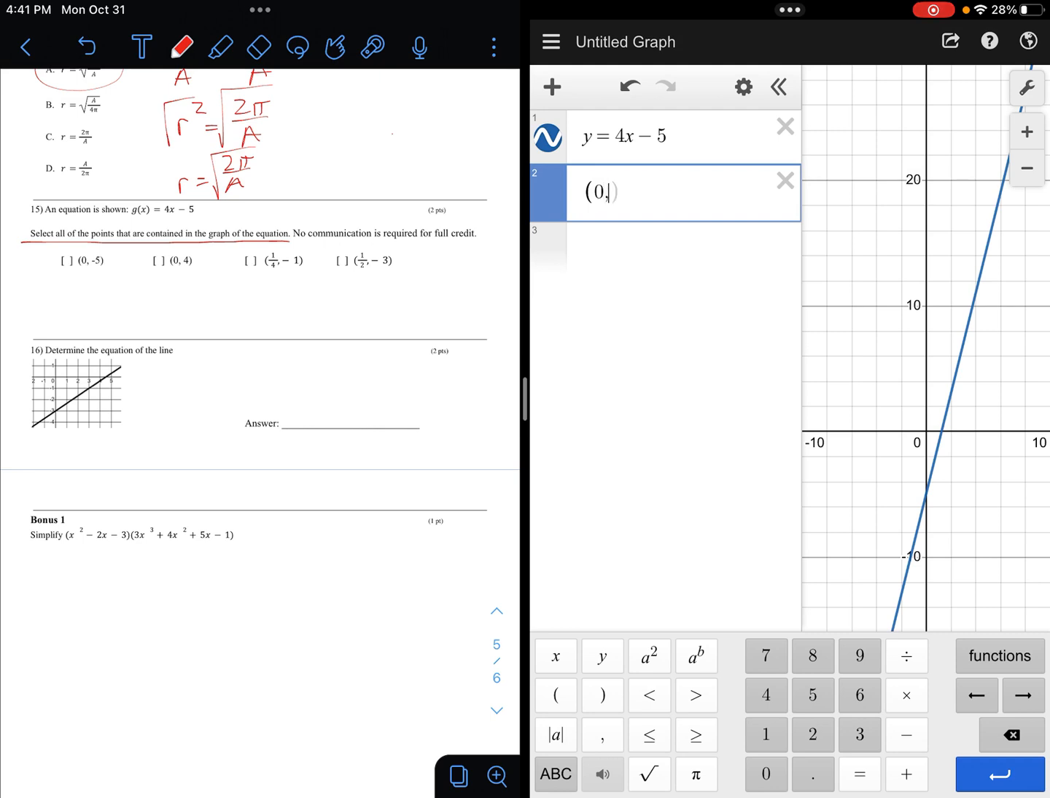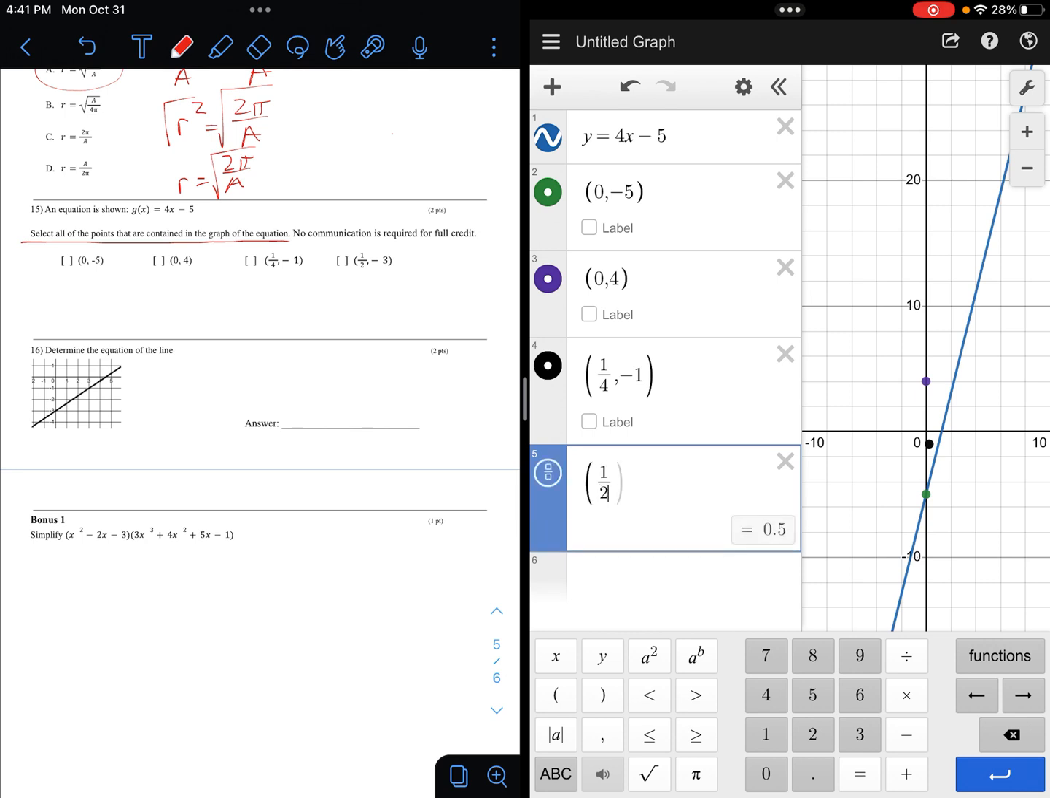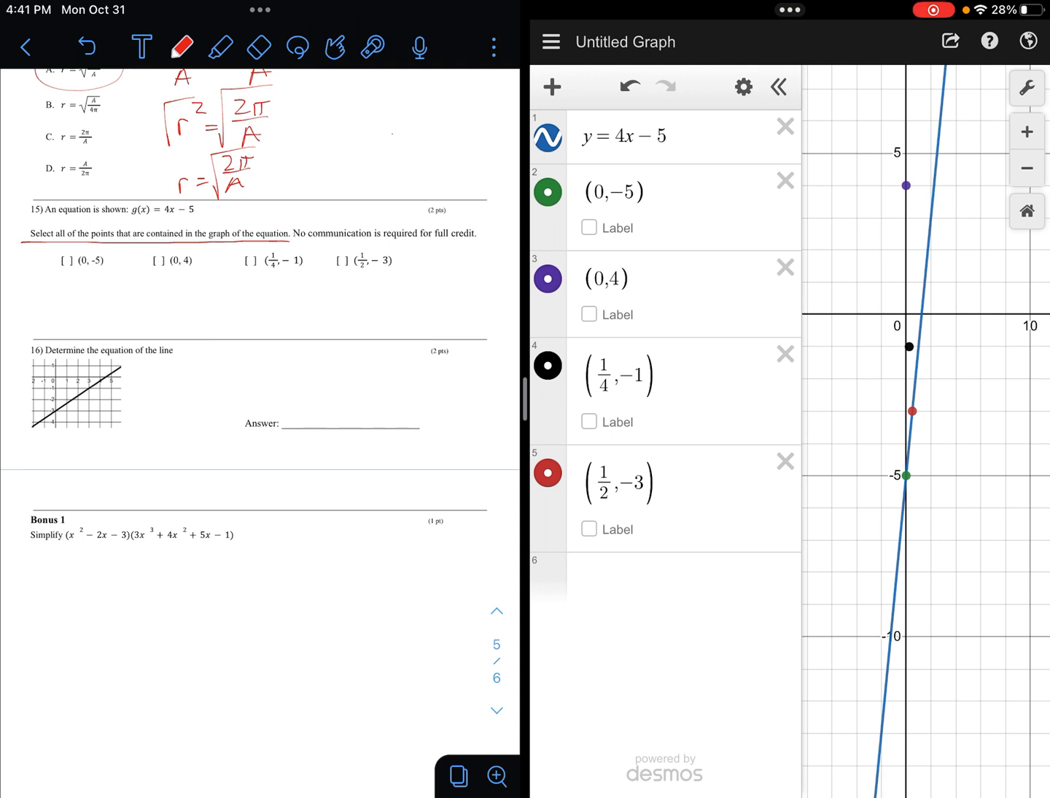Then I'm going to go through and graph all of my points, right? So I see 0, negative 5. Okay, that point is on my line. 0, 4. That point is not on my line. 1/4, comma, negative 1. That point is not on my line. Then I have 1/2, comma, negative 3. That point is on my line.